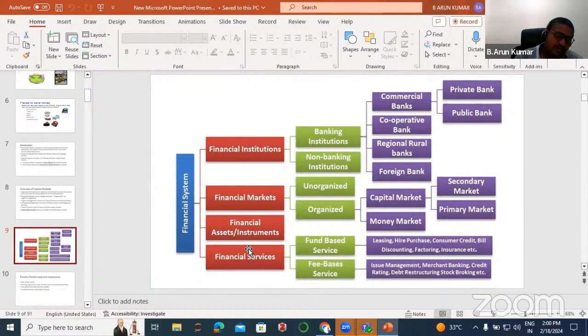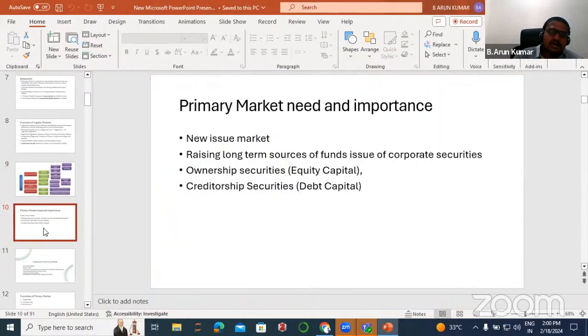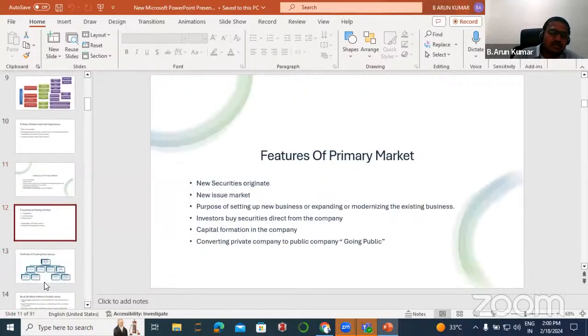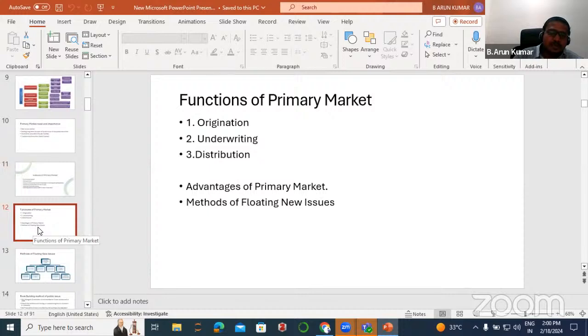Then the functions of the primary market. They will definitely ask what the primary market is and the functions of the primary market. What are the main functions of the primary market? They will ask about the functions or features of the primary market.